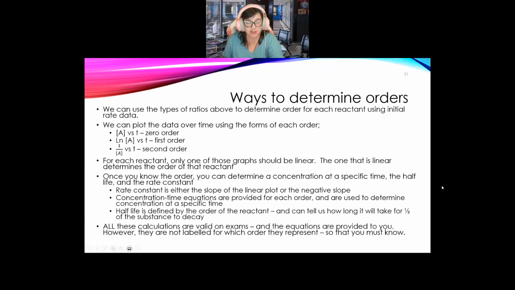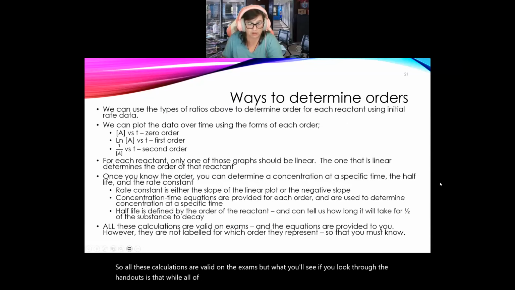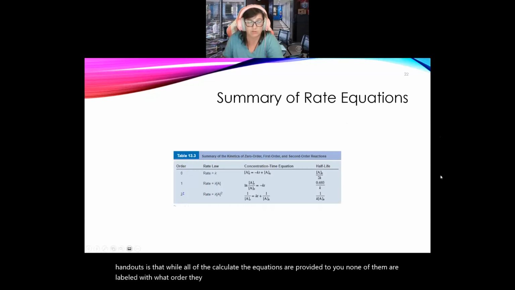So all of these calculations are valid on the exams. But what you'll see if you look through the handouts is that while all of the equations are provided to you, none of them are labeled with what order they represent. So that you need to know.